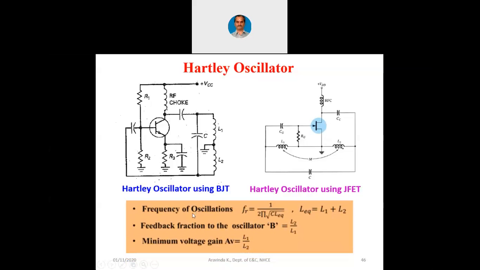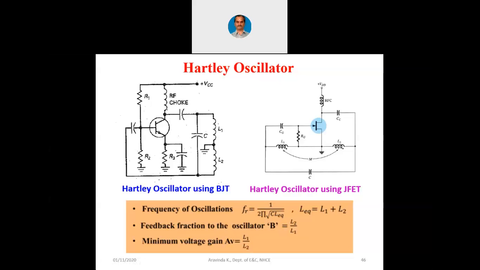Now the formula, as I have told you, frequency of oscillations f_R is equal to 1 over 2 pi into square root of C into L equivalent, where L equivalent is nothing but L1 plus L2 because they are in series. Now the feedback fraction in case of this particular oscillator, beta, is L2 by L1 considering the left side circuit. Don't get confused with the right side circuit now. This formula is with reference to the left side circuit. L2 by L1, just like we had the same fraction there in the previous Colpitt's oscillator. So therefore the minimum voltage gain A_V is equal to L1 by L2, that is the reciprocal of beta. So this is the Hartley oscillator.